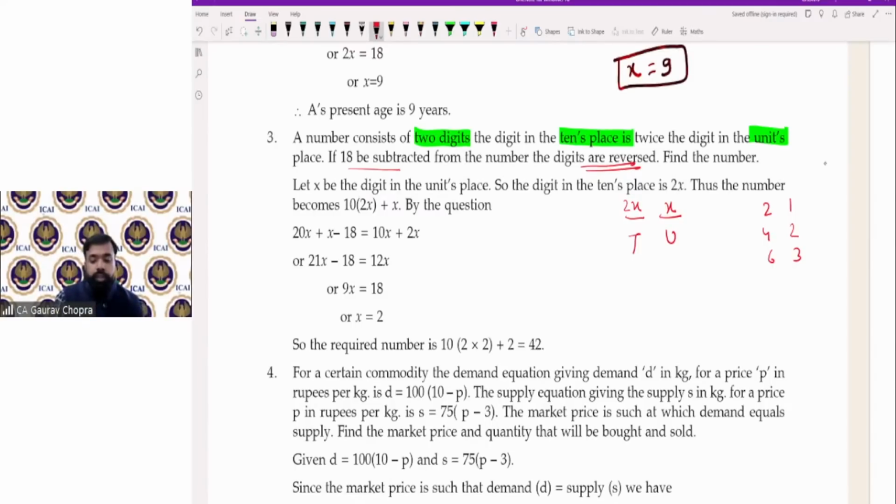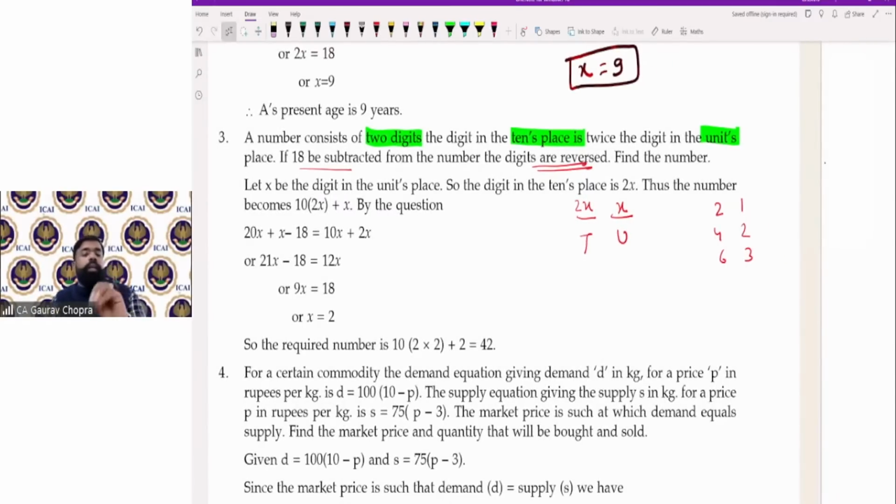Number will get reversed. So you can do this by hidden trial method also. See, subtract 18. Number is 3. This is not reversed. Subtract 18 from 42. We will get 24. Now the numbers are reversed. That means 42 is the correct answer. And yes, we can see from here 42 is correct.